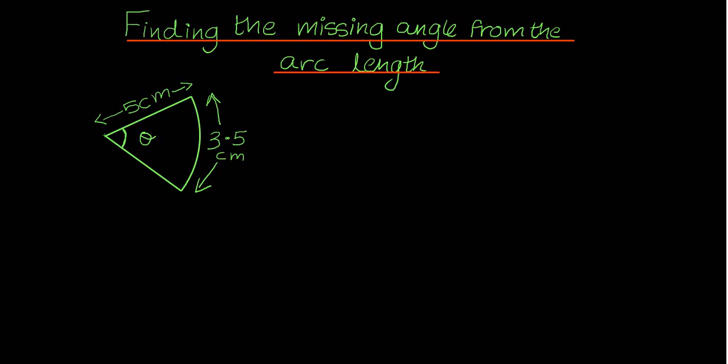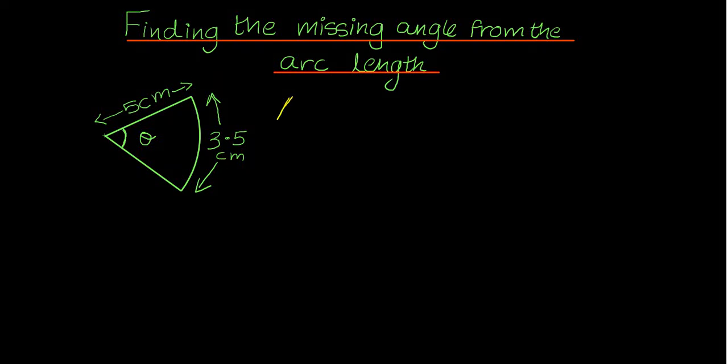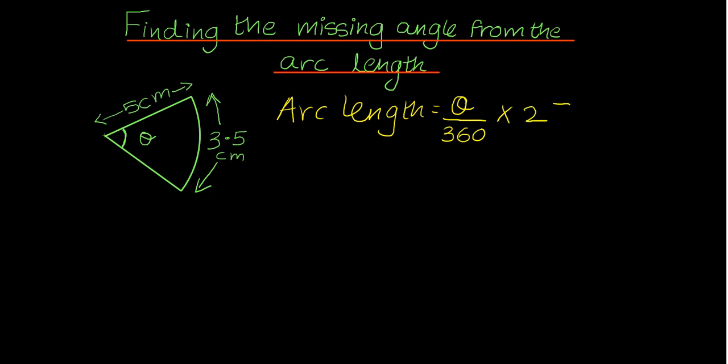From previous videos that we have had, we know that the formula for arc length is theta over 360 degrees times 2 pi r, with theta being the angle that is formed over here in this part.